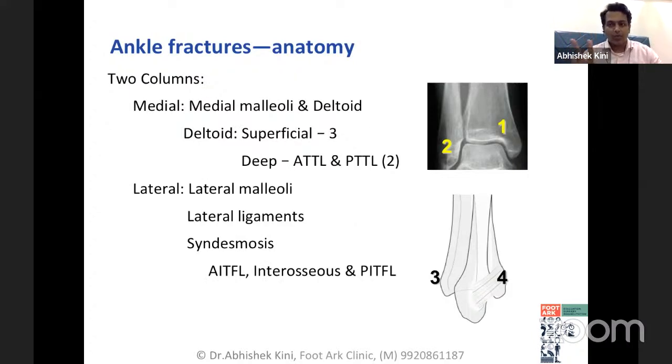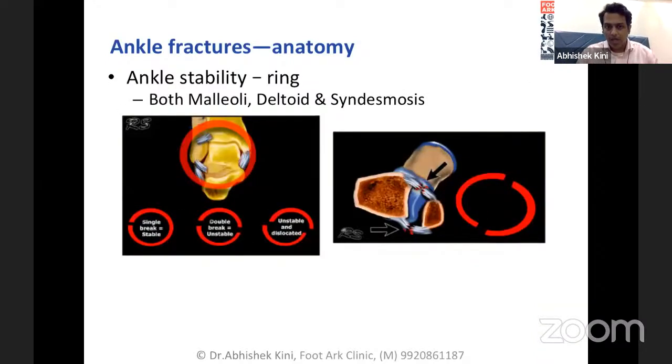The ankle has two columns. Medially, the medial column and the deltoid. The deltoid has superficial and deep parts. Laterally, there is the lateral malleolus, lateral ligament, and syndesmotic ligaments, which are the AITFL, interosseous ligament, and PITFL. So understand ankle stability as a ring, which comprises both malleoli, the deltoid, and the syndesmosis. This is the entire ring.